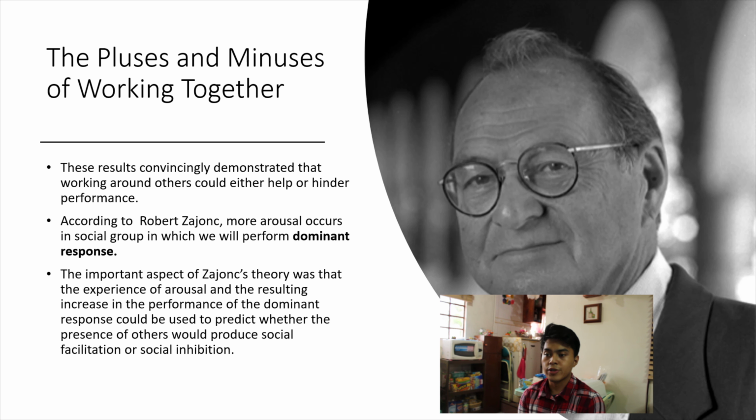So these results convincingly demonstrated that working around others could either help or hinder performance. According to Robert Zajonc, more arousal occurs in a social group, in which we will perform the dominant response. This is the term used by Robert Zajonc to describe social facilitation and social inhibition. The important aspect of Zajonc's theory was that the experience of arousal and the resulting increase in performance of the dominant response could be used to predict whether the presence of others would produce social facilitation or social inhibition.